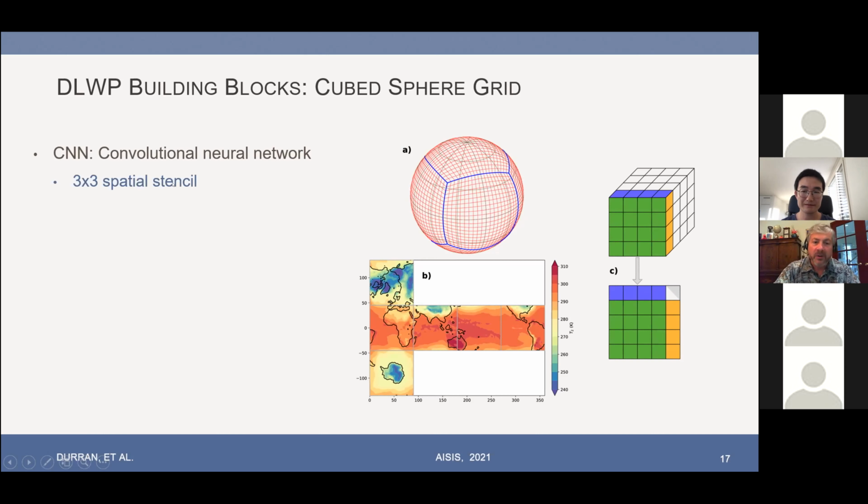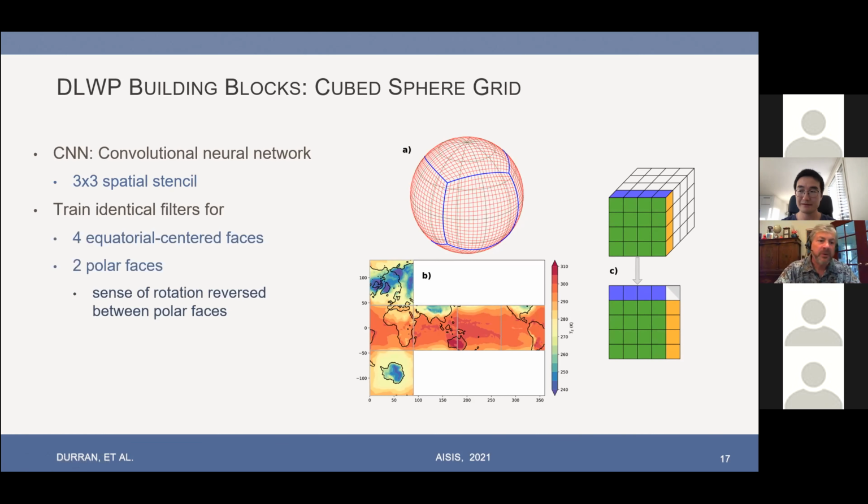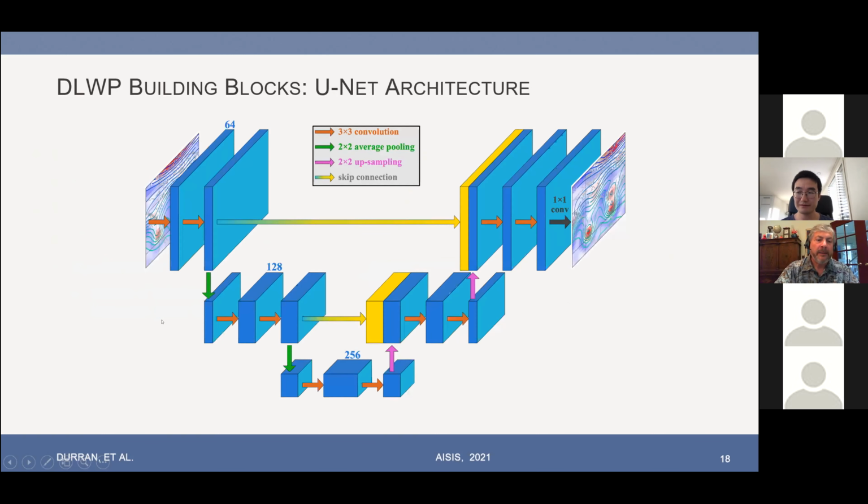And then in the convolutional net that we're going to use, most of our filters are going to be 3x3 filters. We're going to use these polar faces. And then this is what our model is going to be. We've gone through many variations on the model. This is a UNet architecture, which is pretty well known now in deep learning.